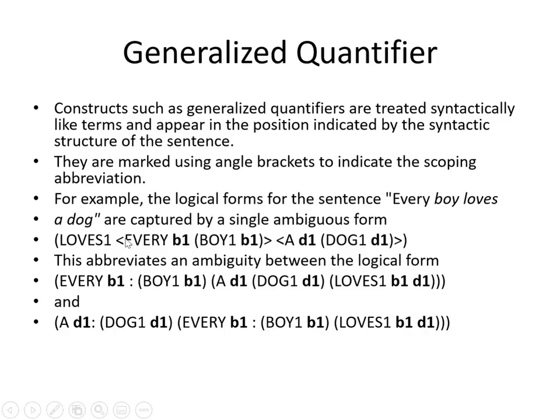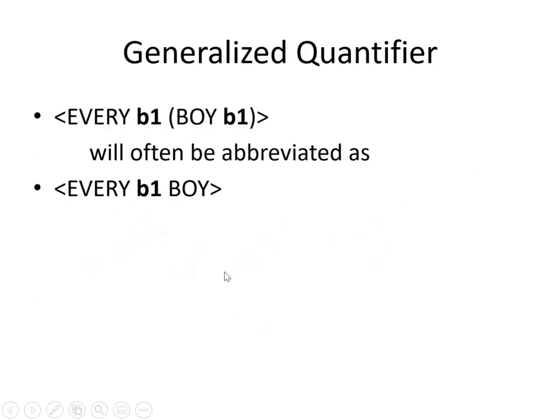Here we have combined "every boy" together. So every boy loves a dog can also be represented like this. If we have this logical form, every B1 boy B1 can be abbreviated as every B1 boy. So both logical forms are similar or the same.